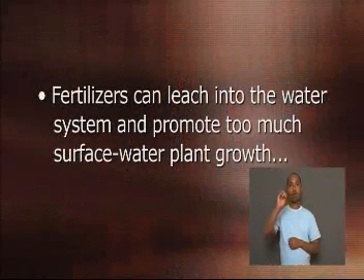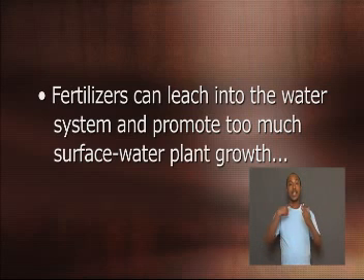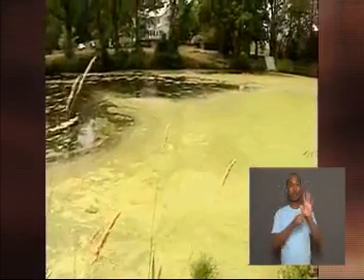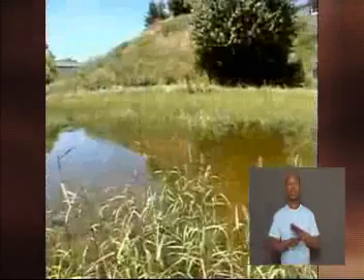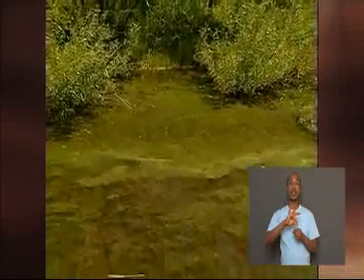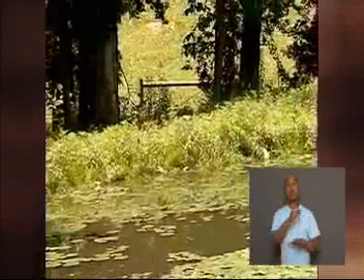Phosphate and nitrate fertilizers can leach into water systems. When this happens, they accelerate the growth of surface water plants. If there is too much growth, then plants living at the bottom of the water system are unable to get the sunlight they need to photosynthesize. Therefore, the plants eventually run out of food, die, and begin to rot.